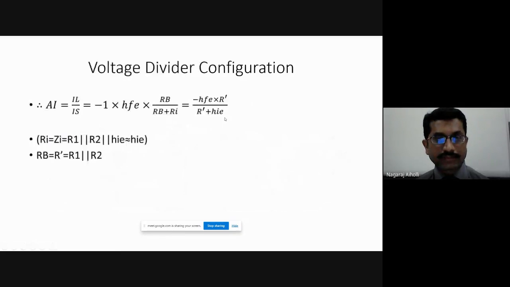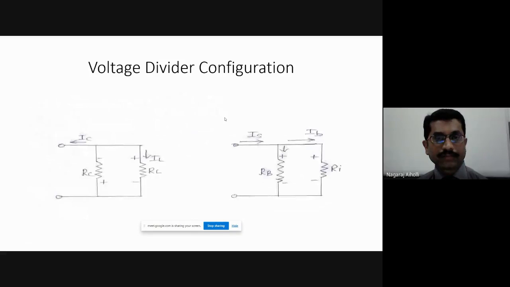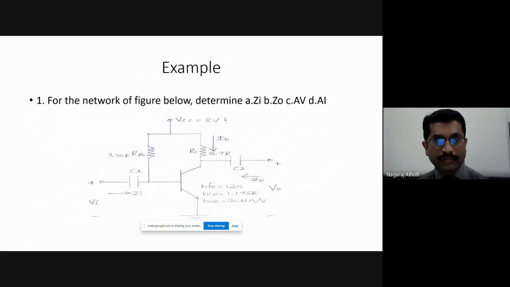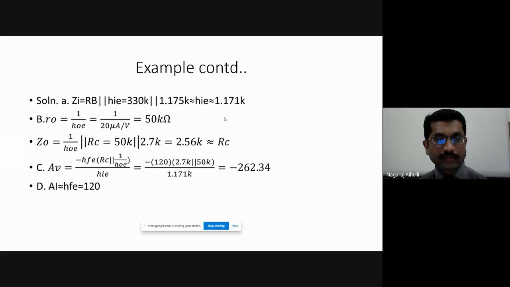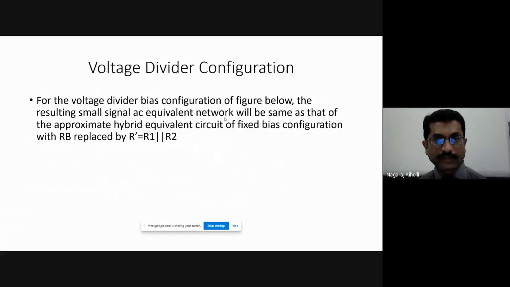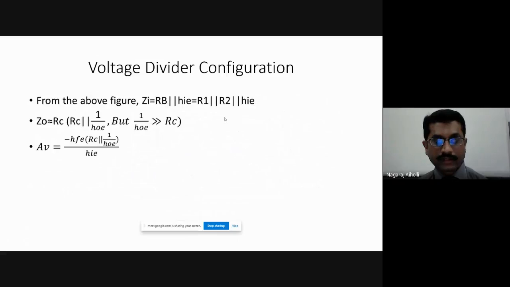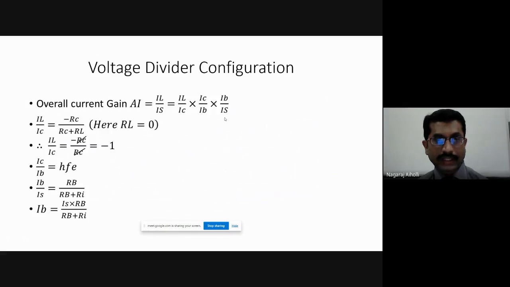Is it clear here, students? Is this understood? Voltage divider configuration equations. In today's class, we discussed an example on fixed bias configuration, the approximate hybrid equivalent circuit, and obtained the performance parameters. Then we discussed the voltage divider bias configuration, and we obtained the equations for the performance parameters ZI, Z0, AV, and AI.